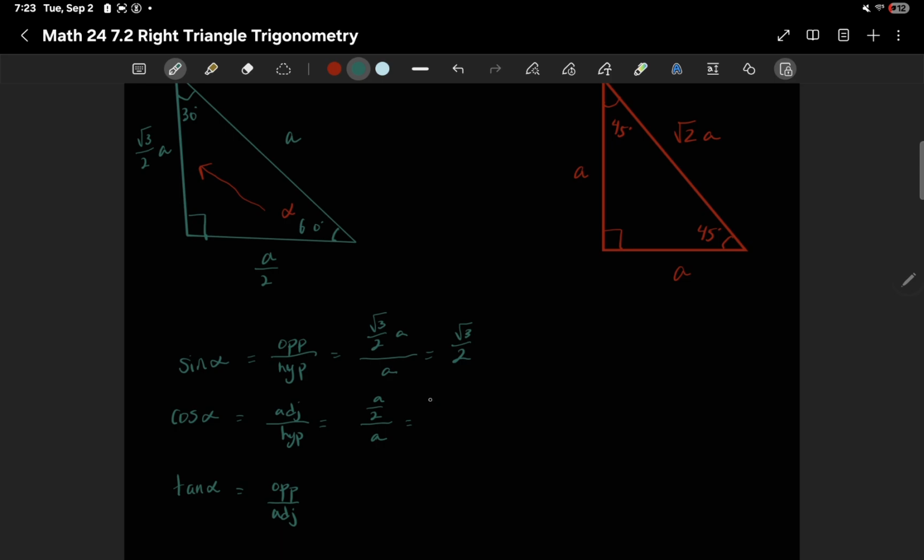This is the same as 1/2 times a over a. So these a's cancel, leaving us with just 1/2. And then tangent of alpha: opposite is the square root of 3 over 2 a, and the adjacent is a over 2, which we can write as square root of 3 over 2 times a over 1/2 times a. And so our a's cancel, but also we have 2's on the bottom of each, so our 2's cancel, giving us just the square root of 3.